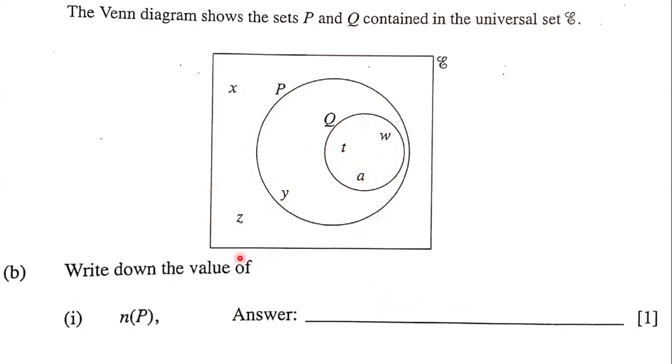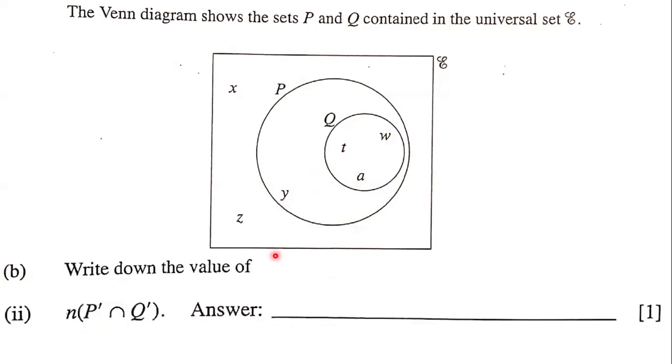Next, the question states, write down the value of the number of elements in P. That's what this means, the number of elements in P. Now, what are the elements in P? Well, Y is in P, T is in P, W is in P, and A is in P. So Y, T, W, and A are the elements in P. How many elements are in P? That's 1, 2, 3, 4. So there are 4 elements inside the set P.